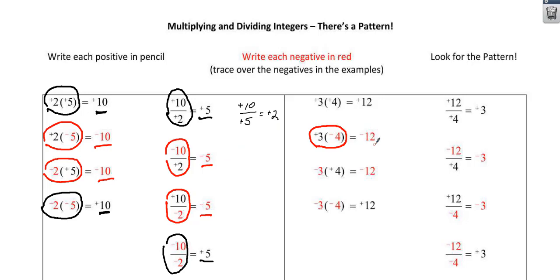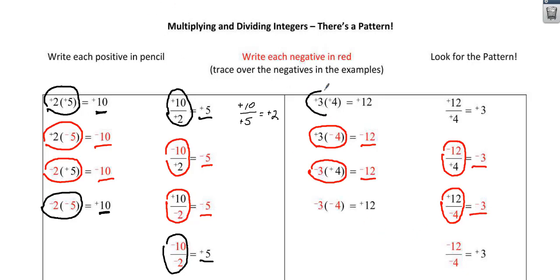Positive 3 times negative 4, negative 12. Negative 3 times positive 4, negative 12. Negative 12 divided by positive 4, different signs, negative 3. Positive 12 divided by negative 4, different signs, negative 3.